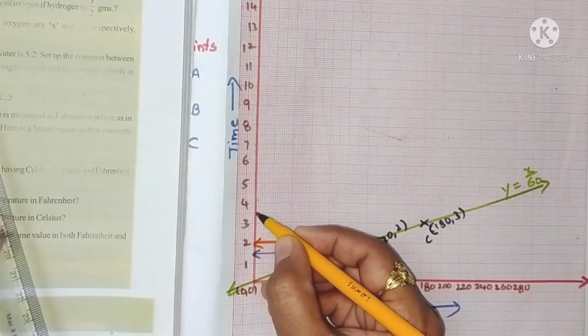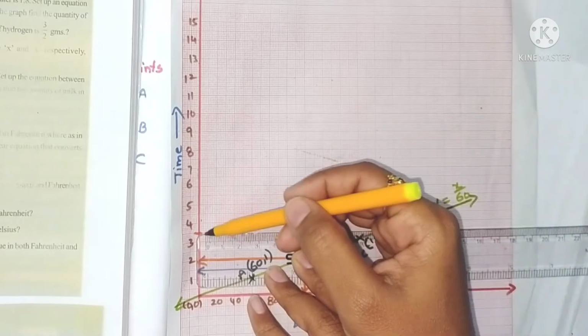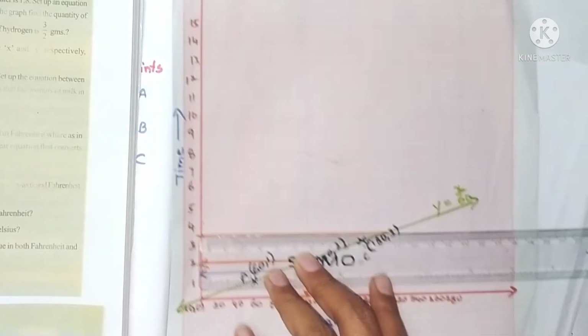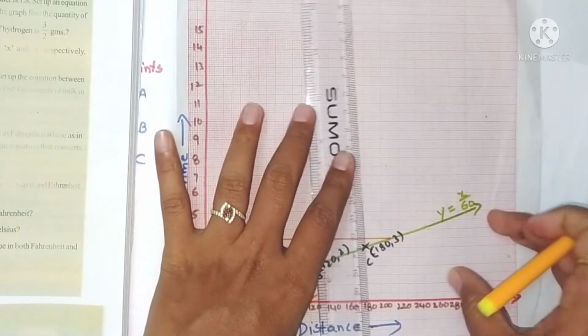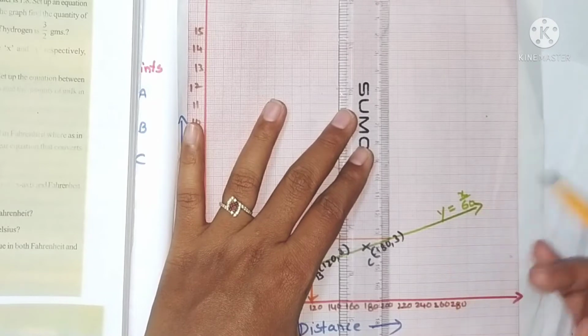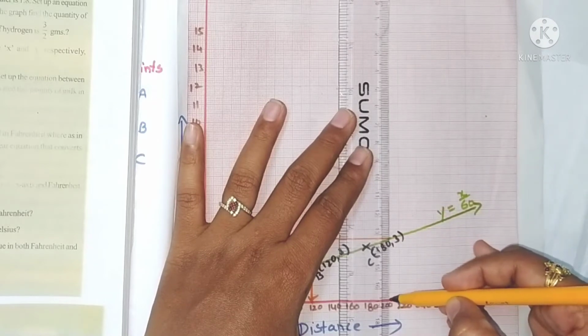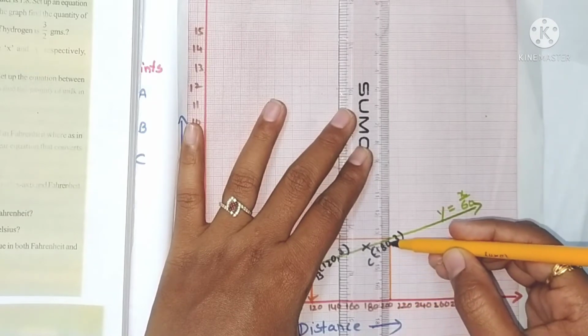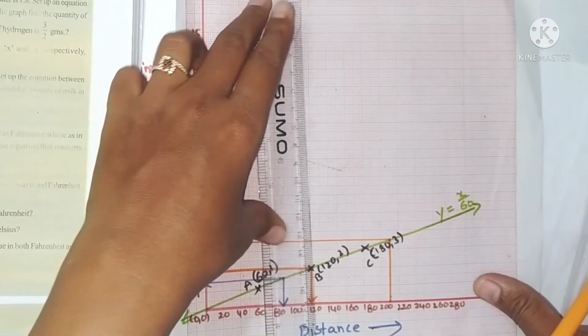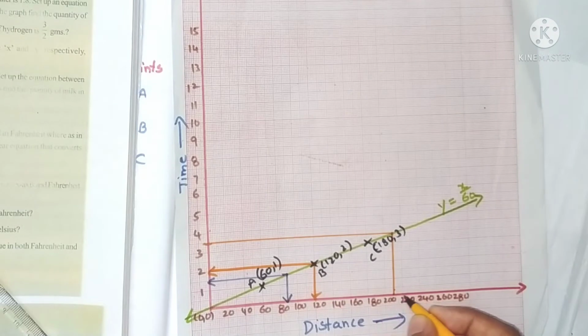Next one, 3.5 hours. Between 3 and 4 it is. So for 3.5 hours, from here go to the x-axis. It is between 200 and 220, the fifth line. Okay, the fifth line in the boxes. So it is 210.